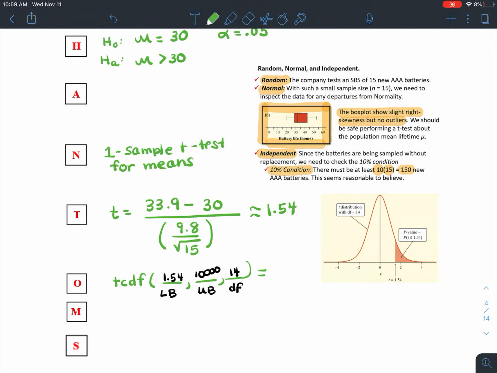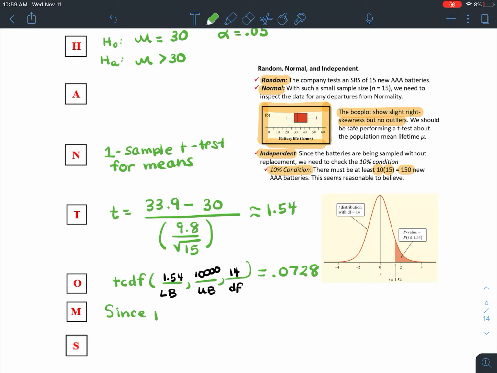Okay, I'm going to type that into the calculator. You're pressing the second VARS button, which is the distribution feature, and I think you should see the tcdf command there. This comes out to 0.0728.